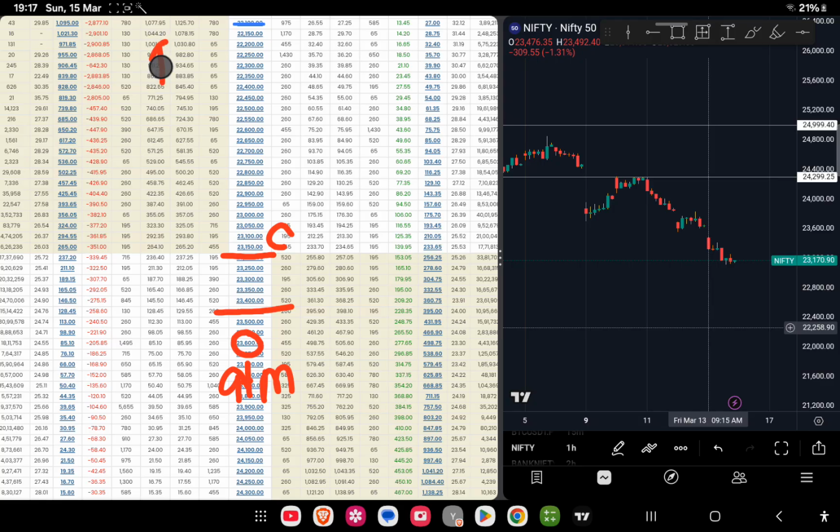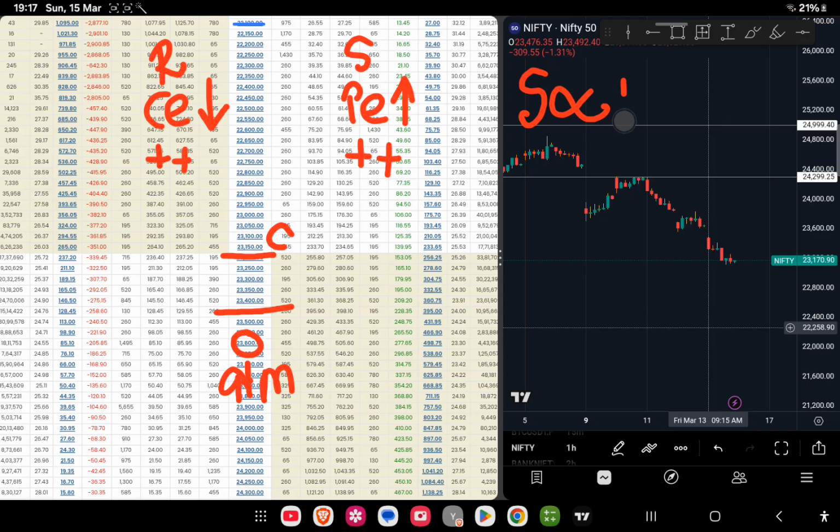Since this acts as resistance, this is CE, and this acts as support, that is PE. For sellers it is opposite. If the market is going down, that means CE is being added. If the market is going up, then PE is added. So sellers are inversely proportional to buyers. These people are opposite. When you check for OTM, this is negative, here it is positive. And when you check for ITM, here it is positive and here it is negative.